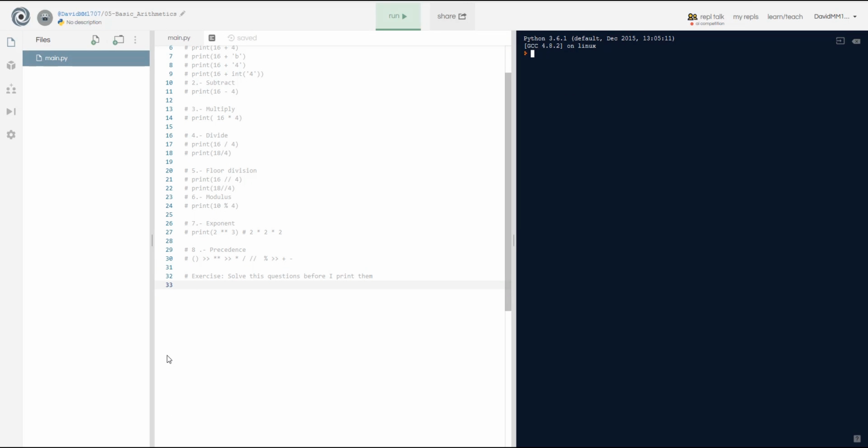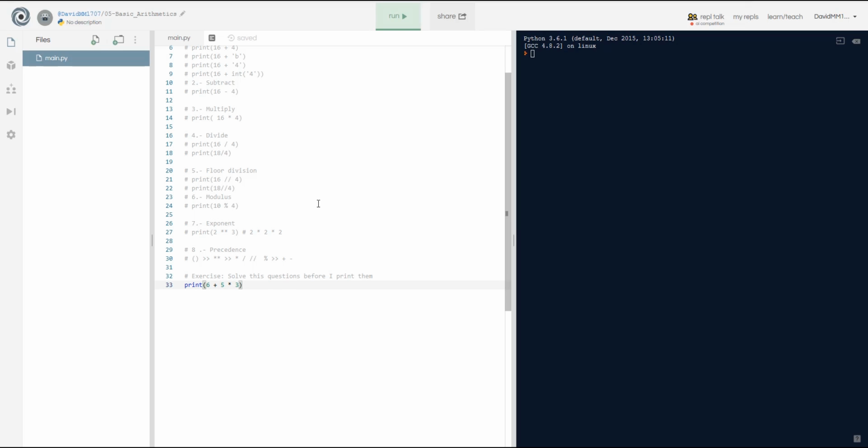Time for an exercise. Here you have to solve these questions before I print them. I'm going to present you some basic exercises and you have to guess the result based on the operators and their precedence. For example, if I print 6 plus 5 multiplied by 3, what is going to be the result? 6 plus 5, 11, multiplied by 3, 33, or it's going to multiply 5 by 3, 15, and add 6, 21.